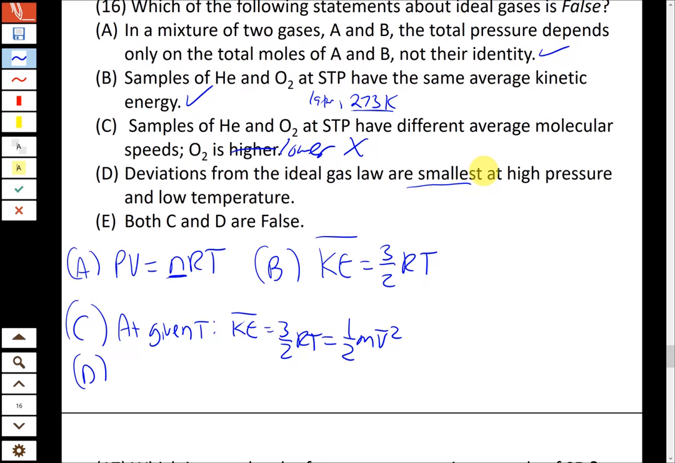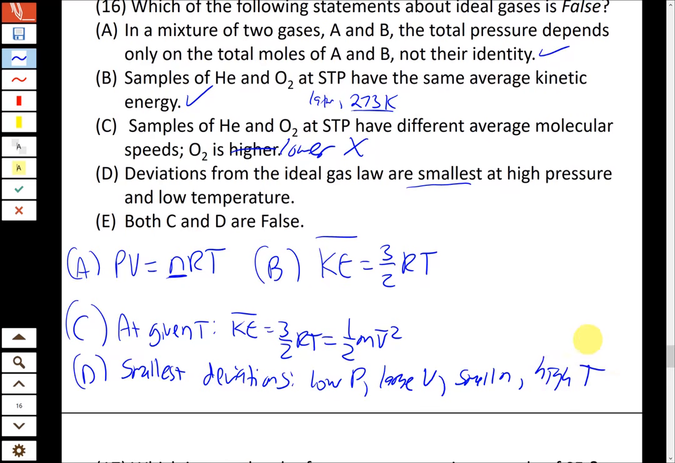So choice D here is the exact opposite. If we want to have the smallest deviations from ideal gas behavior, the conditions that we need are low pressure, large volume, small number of moles, and high temperature. These three deal with putting the gas molecules as far away from each other as possible so they don't interact and so they don't take up a lot of the space. And then the high temperature is because if the gas molecules are moving faster, they'll bounce off each other more fast and they won't stick together like they would in a real gas.